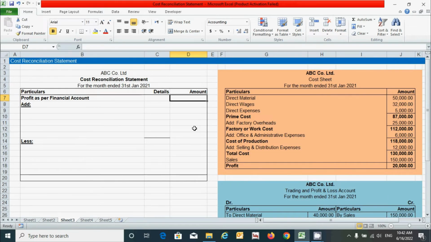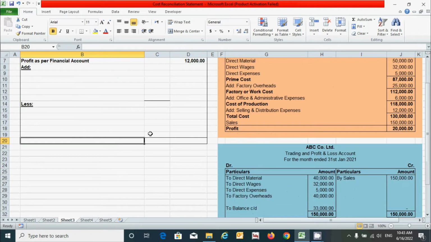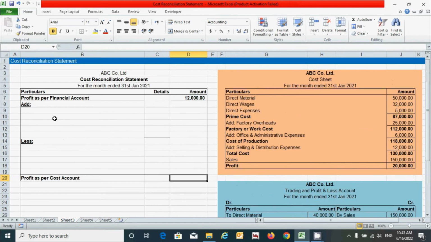Now let's put the value 12,000. Now press the enter key. Now click here and let's write the opposite statement here. All right, so here we will find this profit, so we have to write profit as per cost account. Now press the tab, and here we will calculate this balance after adjusting the add or less section.